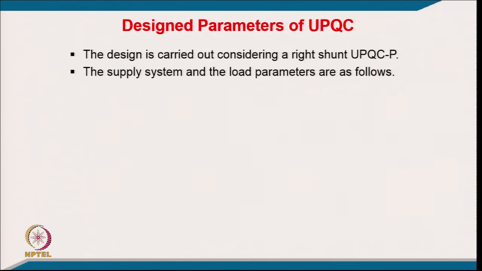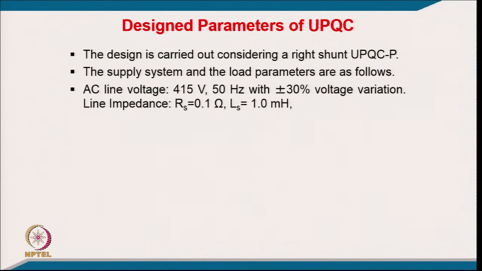So, for the design parameters of the UPQC, the design is carried out considering a right hand UPQC-P. Of course, you can have a design corresponding to any, but here we take only a typical example, which you should be able to modify according to your requirement. Supply system and load parameters are as follows. We consider the nominal supply as 415 volt, 50 hertz, with plus minus 30% voltage variation, which may consist of sag and swell in this range as well as unbalance. And for the line impedance, we are considering typical values of 0.1 ohm resistance, and the source inductance is 1 millihenry.